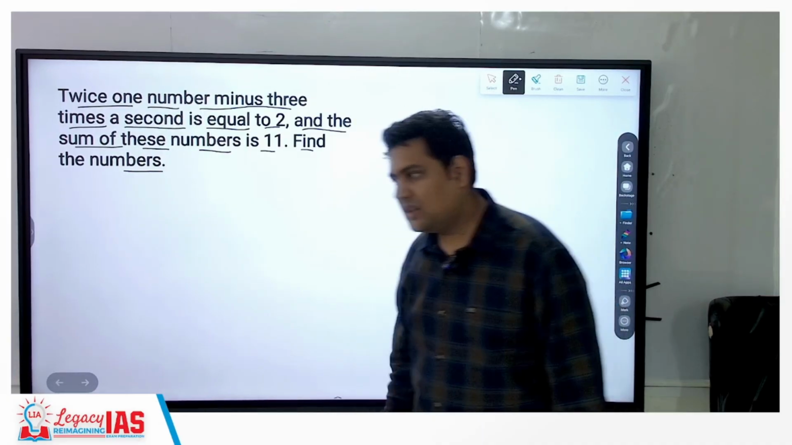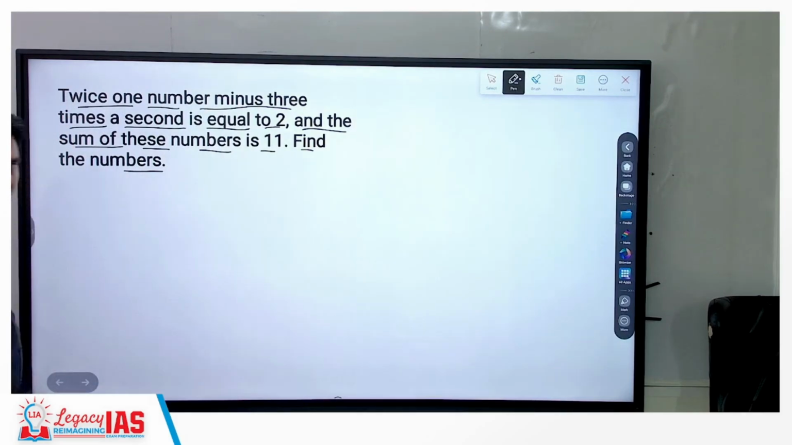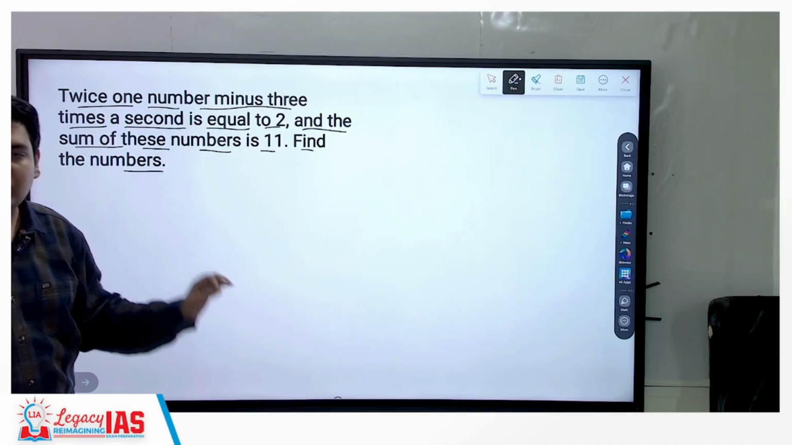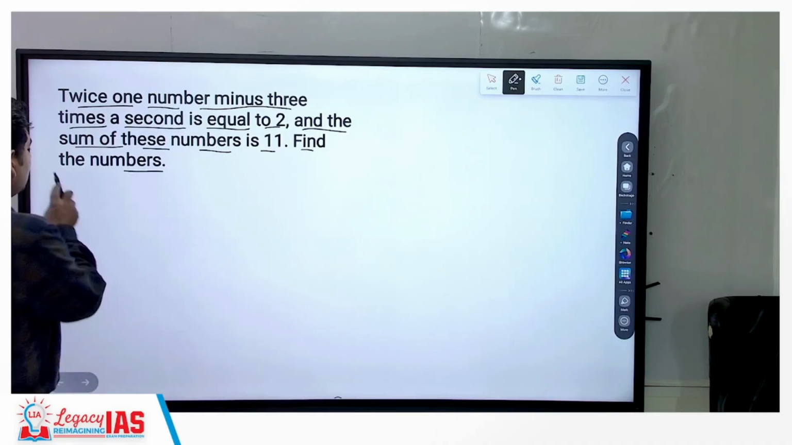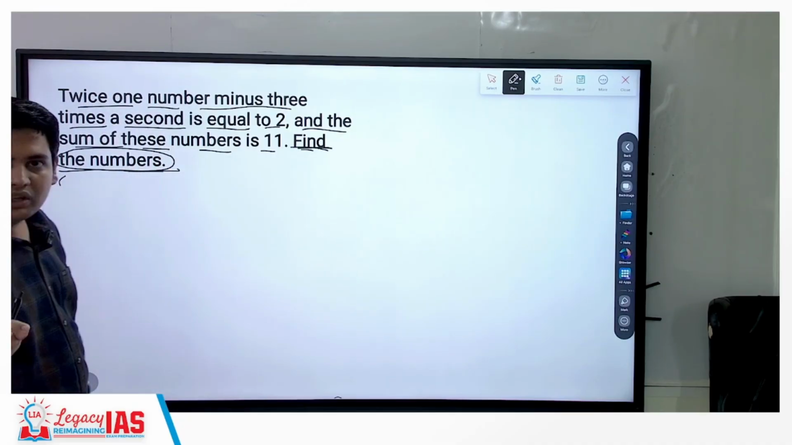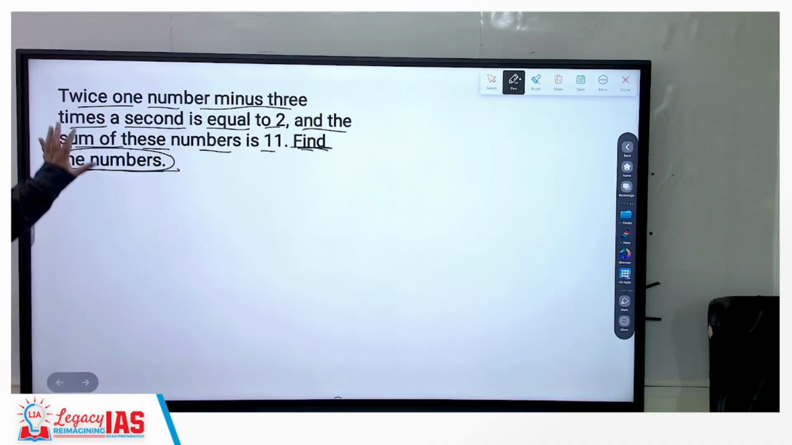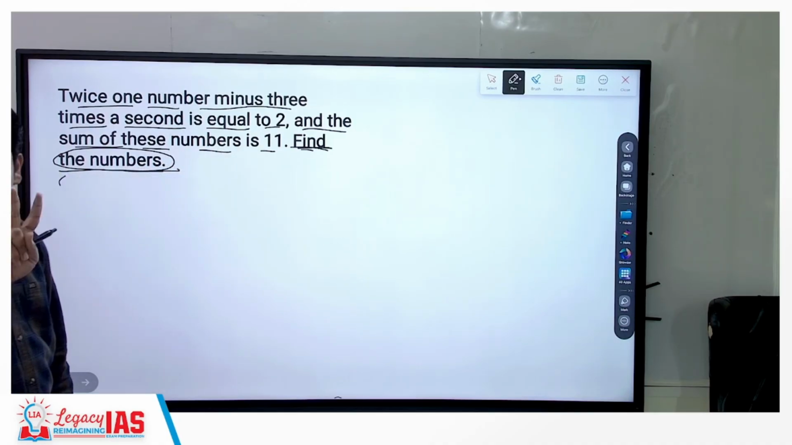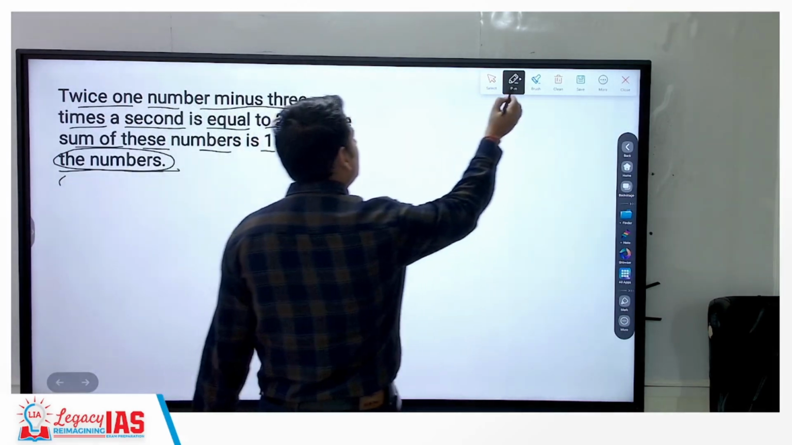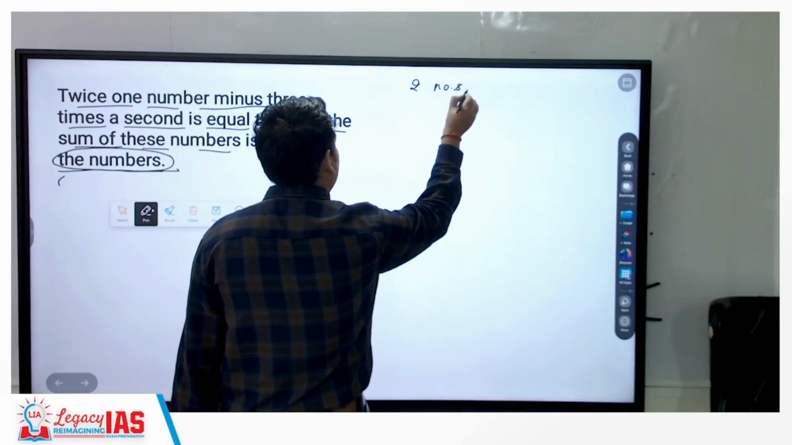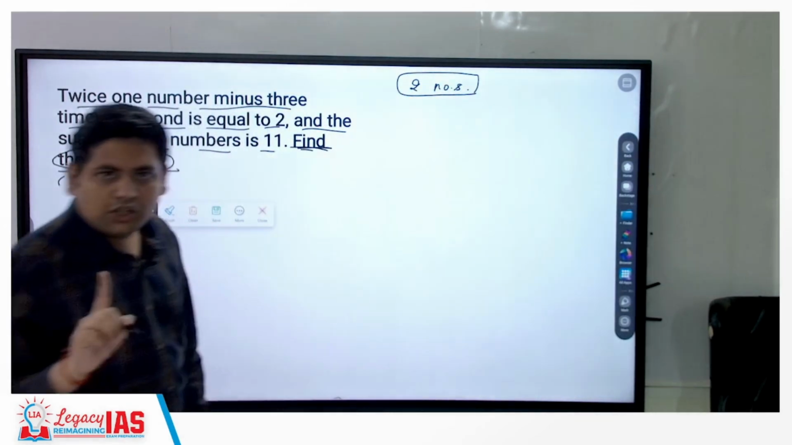What is the first thing that you need to determine? By reading the words you need to determine what is asked. What is the final thing that you need to find? Find the numbers. It says numbers, which means there are more than one number. Now read this. Twice one number minus 3 times the second is equal to 2, and the sum of these numbers is 11. You can clearly see there are two numbers. Now these two numbers we need to find out.